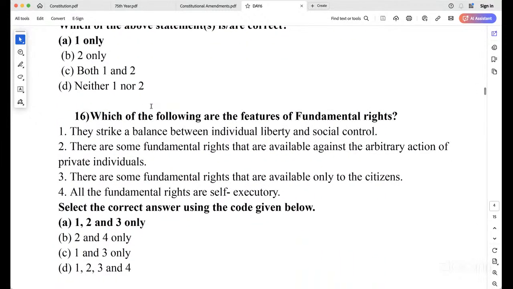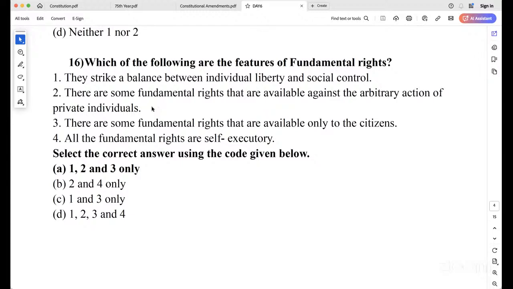Next, which of the following are the features of fundamental rights? They strike a balance between individual liberty and social control. There are some fundamental rights that are available against the arbitrary action of private individuals. There are some fundamental rights that are available only to the citizens. All the fundamental rights are self-executory.